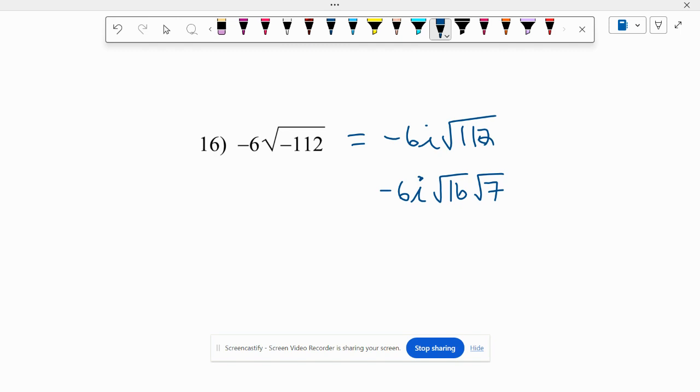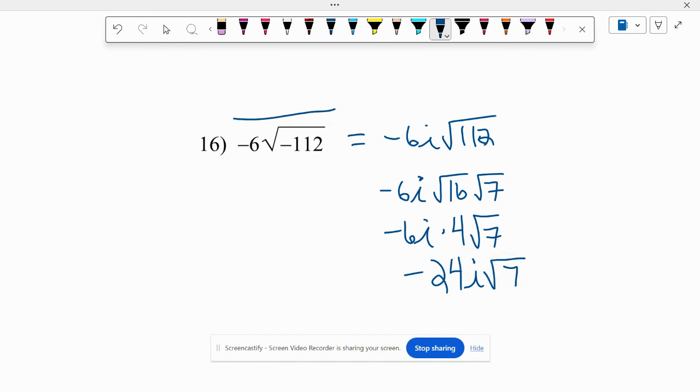So what is the square root of 16? So this is 6i times 4 times the square root of 7. Well, 6 times 4 is what? 24. So I have negative 24i times the square root of 7. You guys see that this is just a product. This is just a multiplication problem. So anything that we pull apart is still going to have to get multiplied together. Okay, sir.